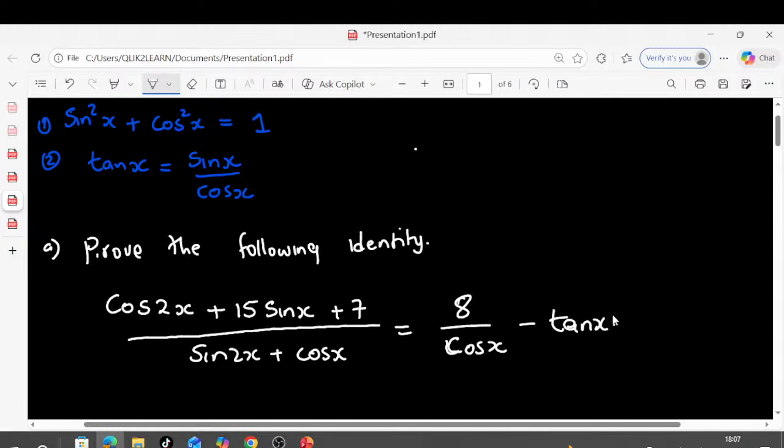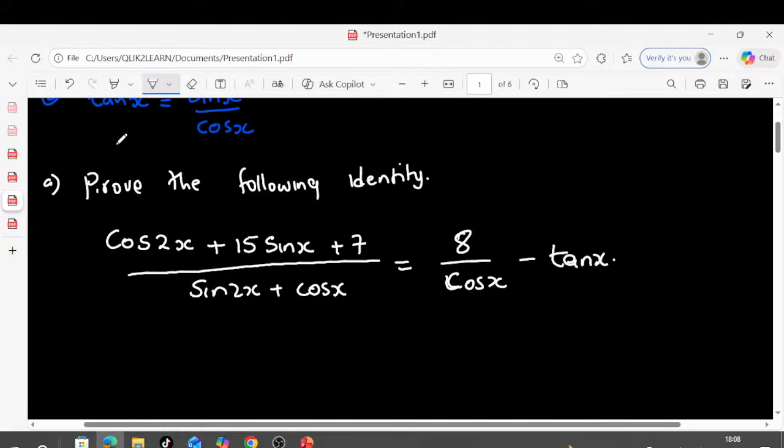Look at this problem. We need to prove that the left hand side is equal to the right hand side. So the best thing that we can do here is to choose the most difficult side. So that's question A. Remember, we're working on level 3 and 4 questions, the questions that you need to expect in an exam.